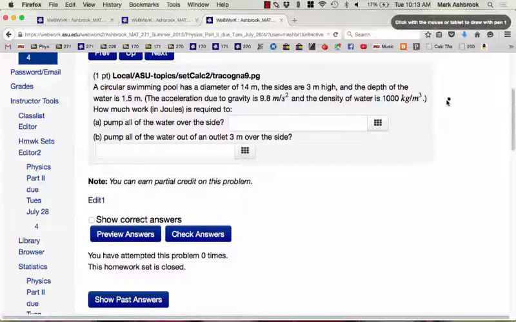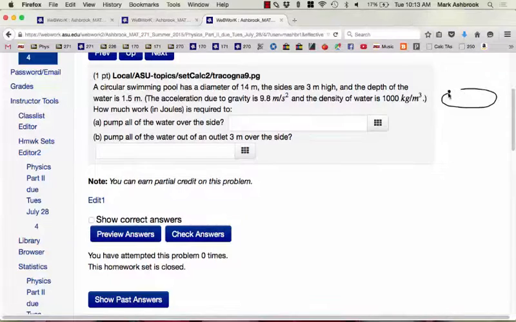Okay, so we got a circular swimming pool. It's a really, really deep swimming pool, 9 meters. No, it's 3 meters. It's like 9 feet. Still, that's really deep. 3 meters. And a diameter of 14. This is a gigantic, I'm thinking above ground pool, right? This is huge.